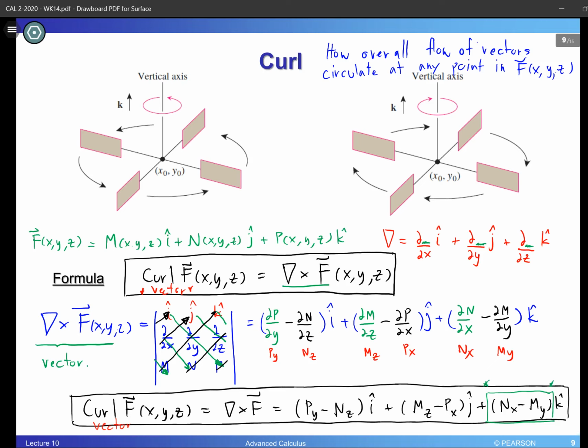Now, how is it going to work? Let's take a look here. By the way, the reference that we are going to use here is called the right hand rule. So we are going to follow this rule in order to determine the circulation and the direction of the rotation. So what about we try to have one example here?